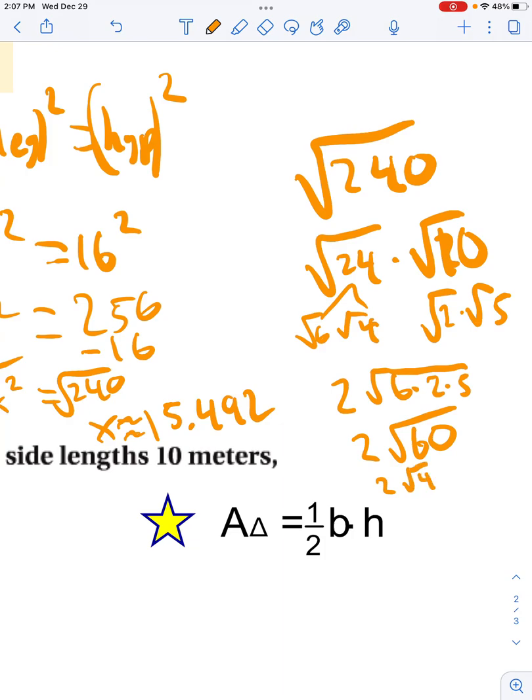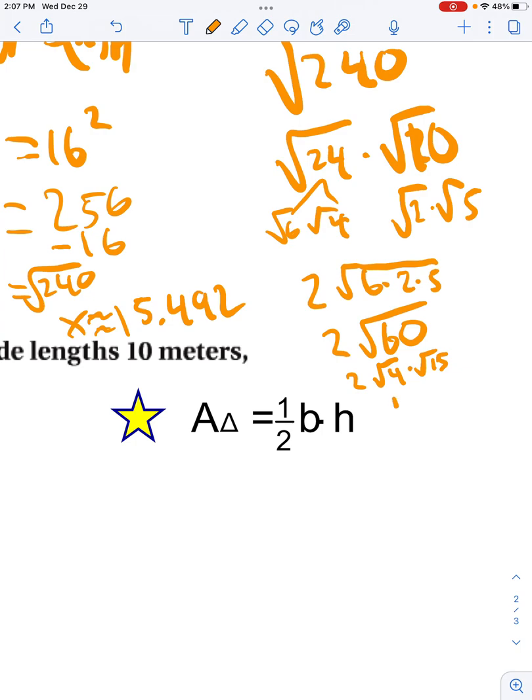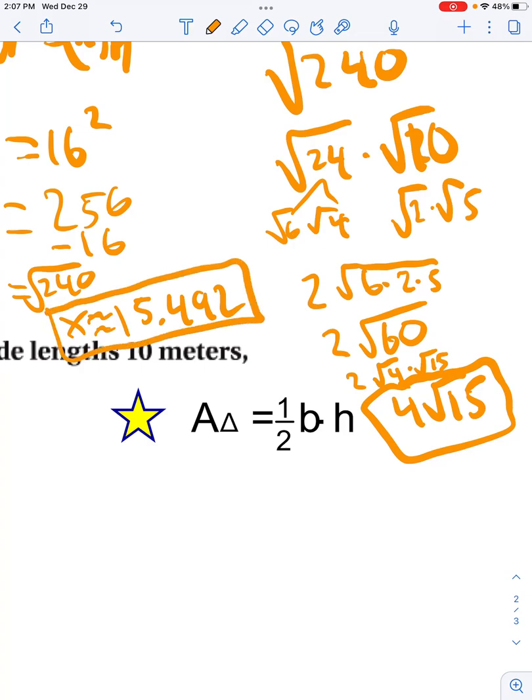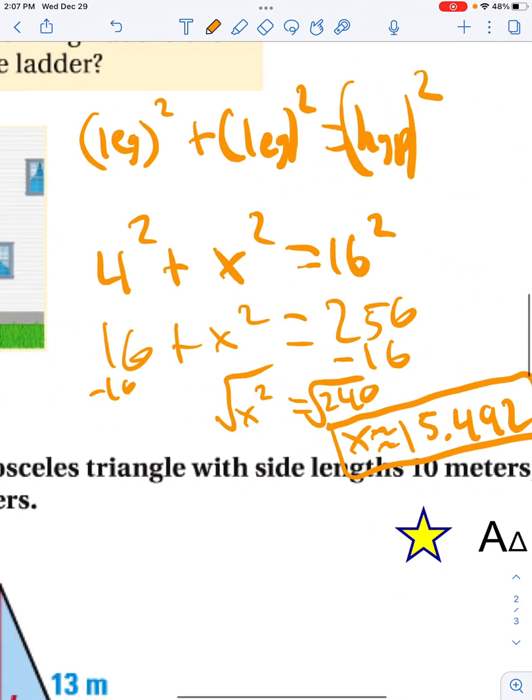I bet I can do 4. So again, 2 times 4 times the square root of 15, and the square root of 4 is 2, so I could get 4 square root 15. And if you typed in 4 square root 15 into your calculator, you get the same answer. So I just wanted to show you how you can solve it both ways.